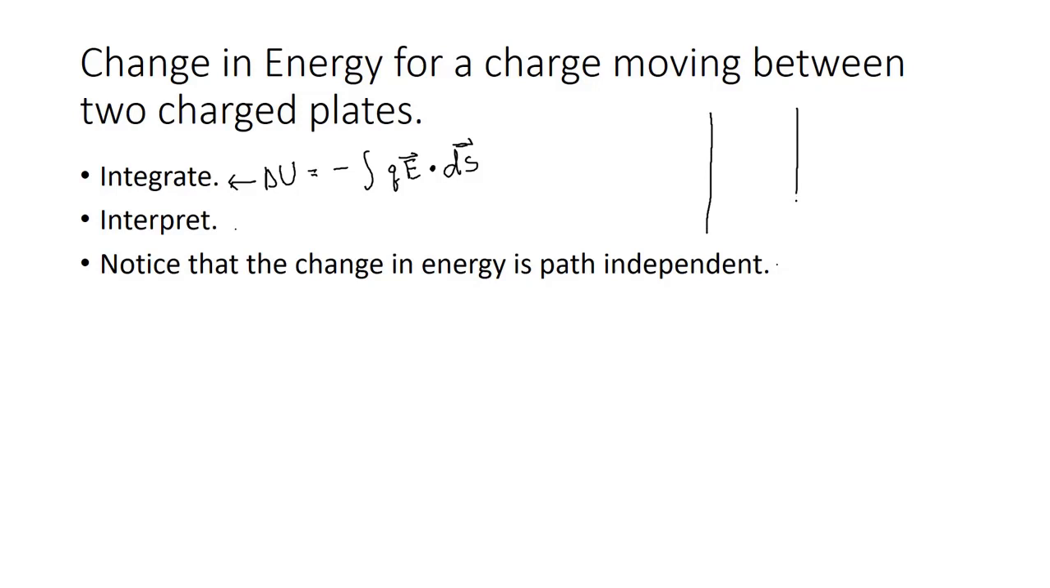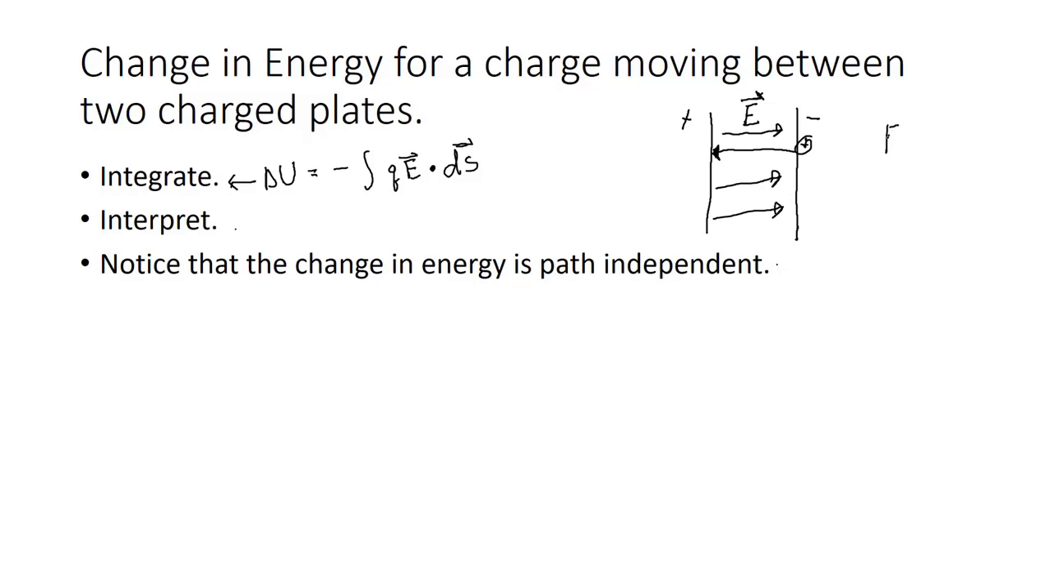So we start out with our two charge plates. And let's say this one is positive and this one is negative. And what we're going to do is take a positive charge and move it from the negative plate over to the positive plate. The electric field in between the two plates is uniform and points out of the plus and into the minus.